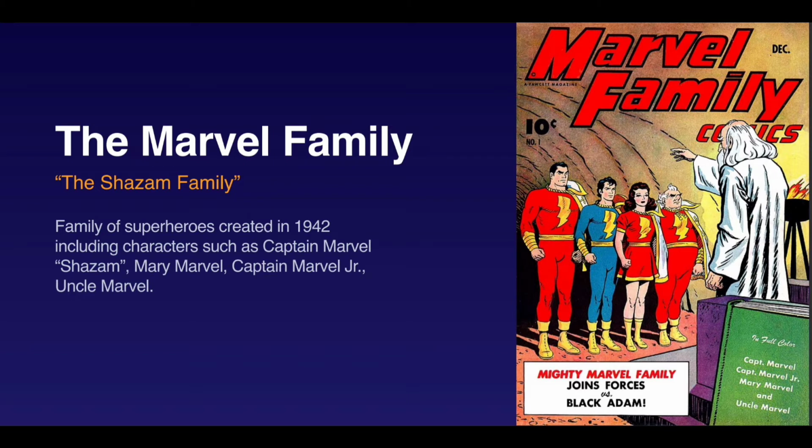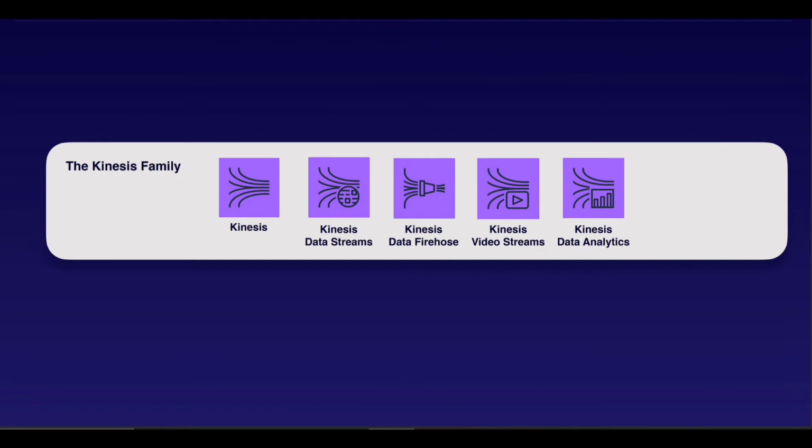Now, the reason that I like to compare the Shazam family to the Kinesis family is because Kinesis consists of several different services that make up the entire streaming family. The Kinesis family consists of 4 different services: Kinesis Data Streams, Kinesis Data Firehose, Kinesis Video Streams, and Kinesis Data Analytics.